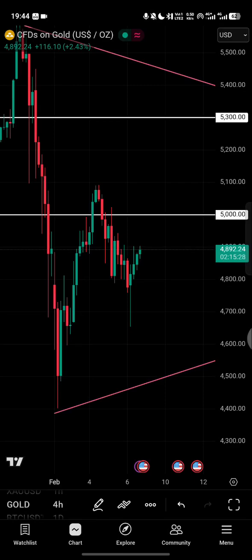Today I'll be analyzing the gold chart and updating the gold chart for you guys on Friday the 6th of February to see whether right now the price action is on the bullish side or the bearish side, right?